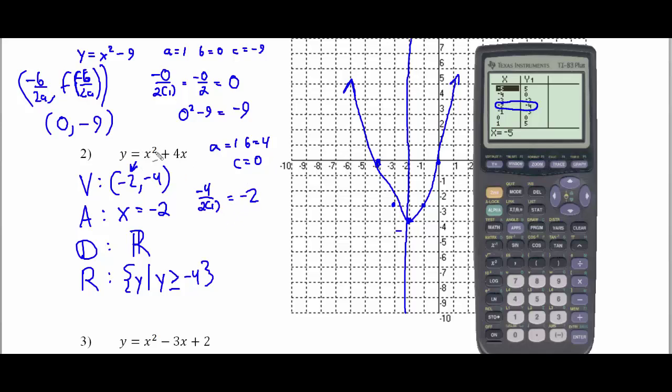Now I plug that -2 into this equation, which is going to be -2 quantity squared plus 4 times -2. So I get 4 minus 8, because -2 squared is 4, 4 times -2 is -8, and then 4 minus 8 is -4. Oh, look, there's the vertex. So what's kind of handy here is that we can actually use the negative b over 2a and the f of negative b over 2a to find the vertex.